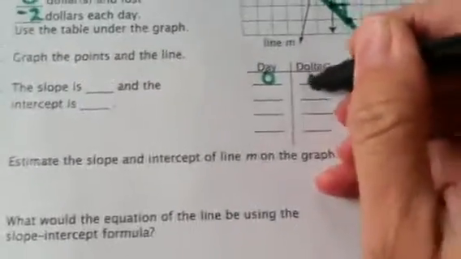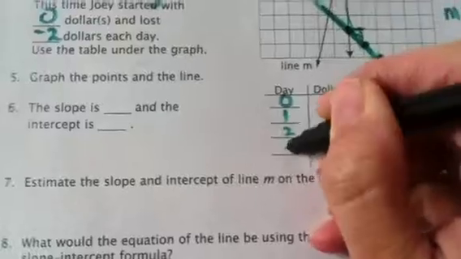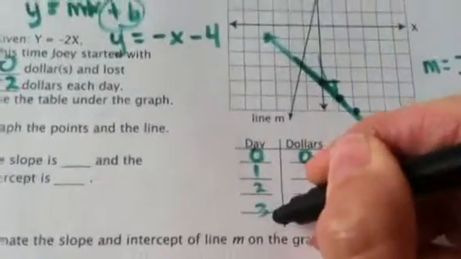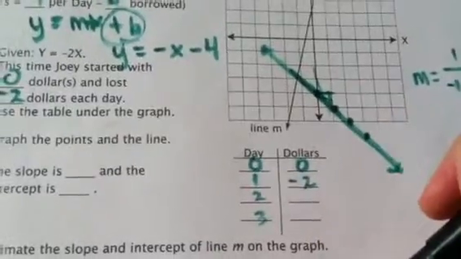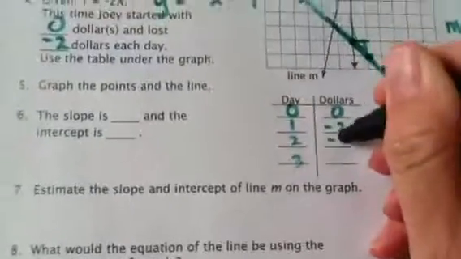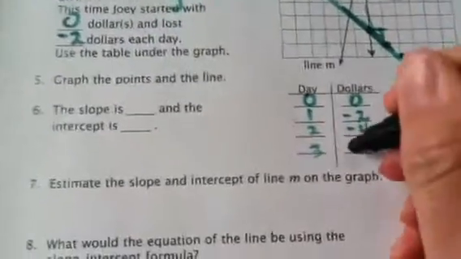At the very beginning, when he first started, he had $0, and just go ahead and fill this in right here. That's always 0, 1, 2, 3. He loses $2 every day, so this would be how much he's got. And then he's going to lose 2 more, so we have -4. He's going to lose 2 more, so he's down to -6.